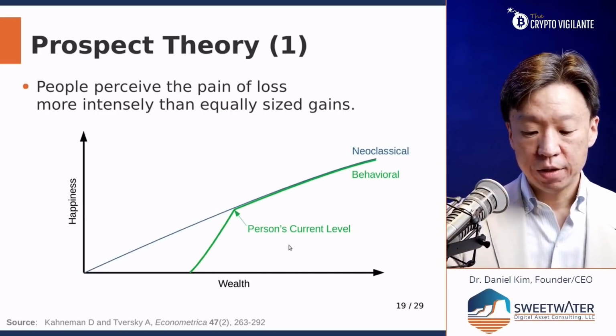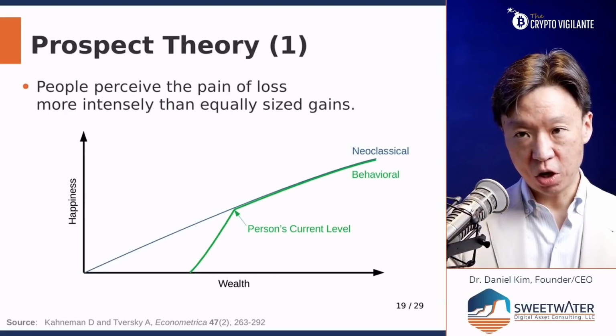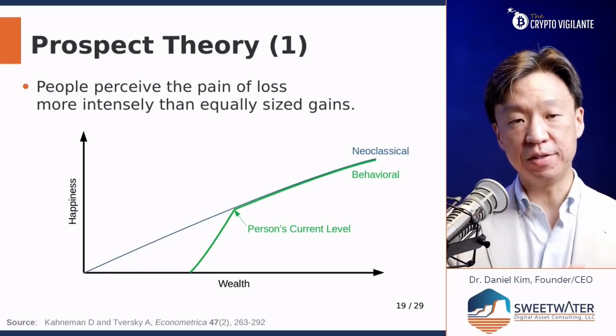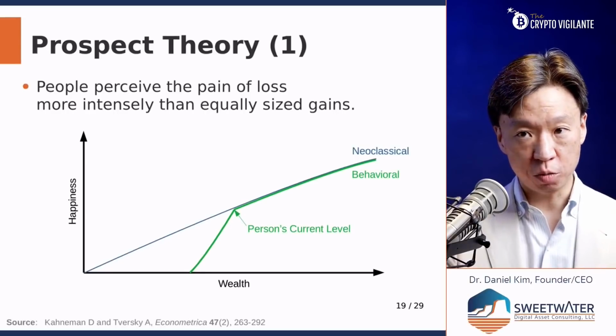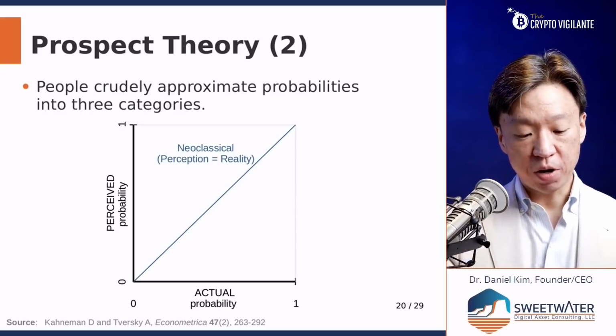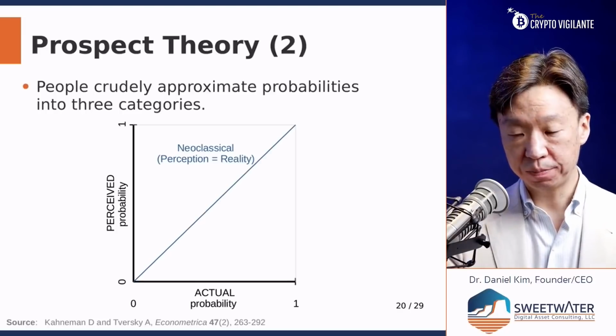So this is a key insight, and it's something to know that you might be doing when you are thinking about potential losses. They will be magnified in your brain. Prospect theory, the second part, is that people crudely approximate probabilities into three categories.